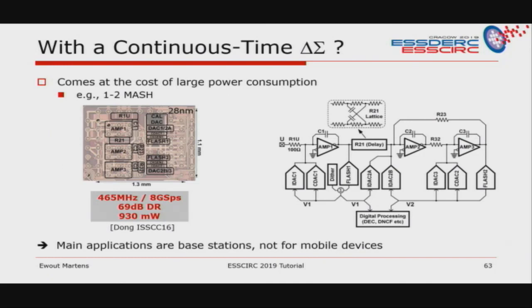If you want these speeds with a continuous-time delta-sigma, it's going to cost you a lot of power. This is the highest bandwidth continuous-time ADC that I found. It's more than 400 megahertz and running at 8 gigasamples per second, but also consuming almost a watt. So that's mainly for base stations, not for mobile devices.